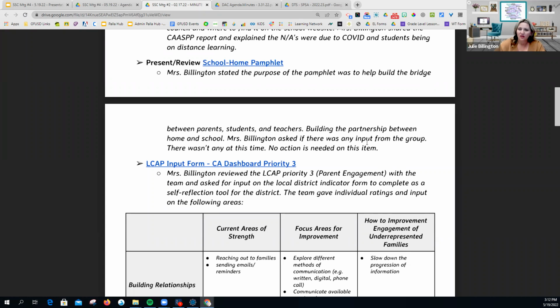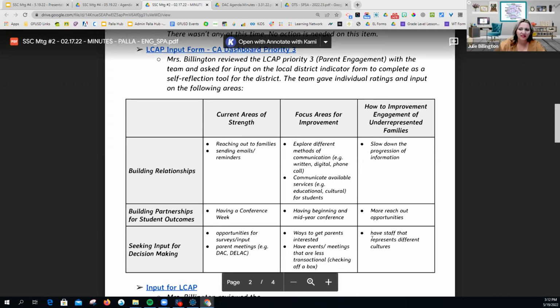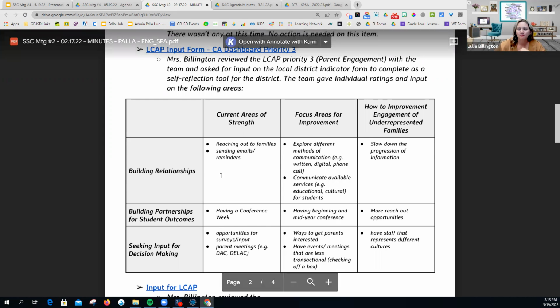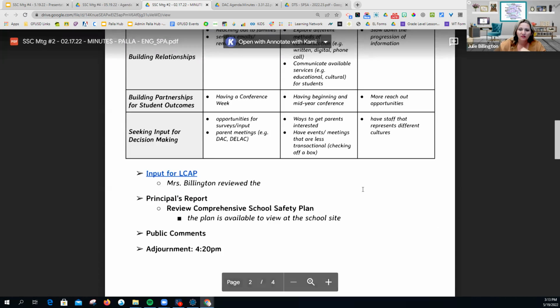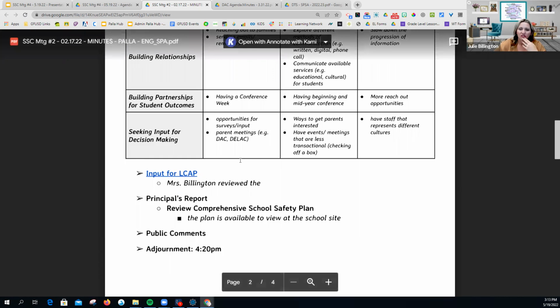And then there was a survey that we completed. This was a long time ago, so I don't know if you guys remember all this. I put it out in a chart form, but it was 3 different areas: building relationships, building partnerships for student outcomes, and seeking input for decision making. This was based on the district and getting information. We talked about areas of strength in each of these sections, focus areas of improvement, and how to improve engagement for families. So those were the answers there. And then I asked for input for LCAP. There are a lot of different things that our district has put in place to provide, and you guys provided input on that for LCAP.